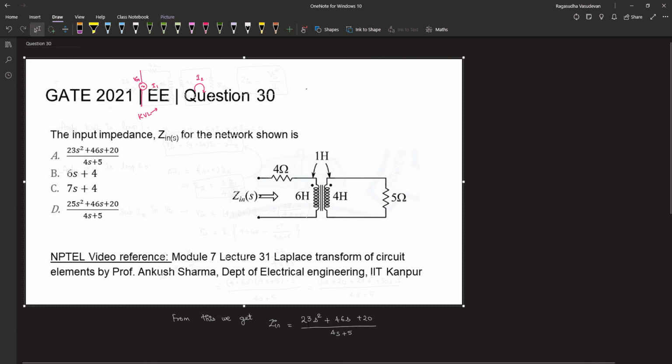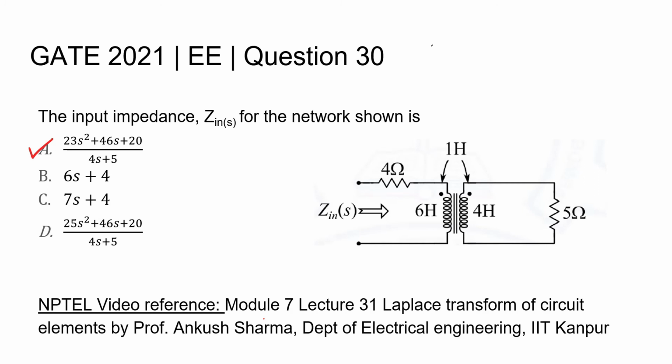So from the given options, we can understand that the option A is the correct answer. The input impedance Zin of S for the network shown in the figure is 23s square plus 46s plus 20 divided by 4s plus 5, which is option A.